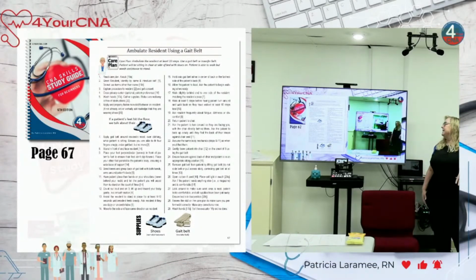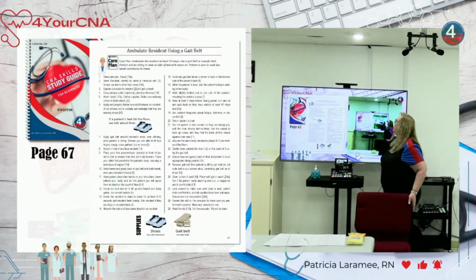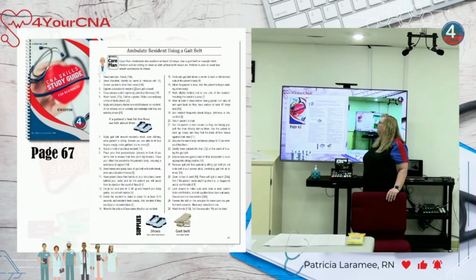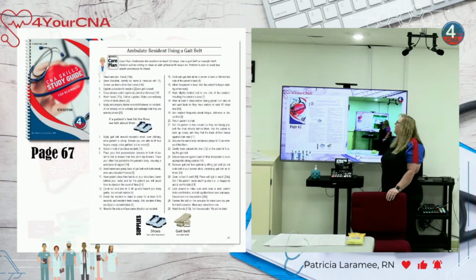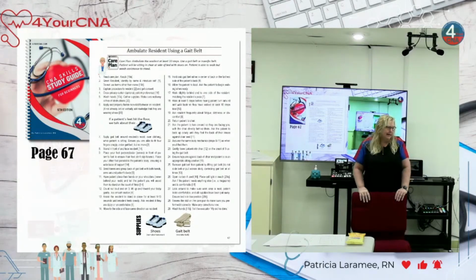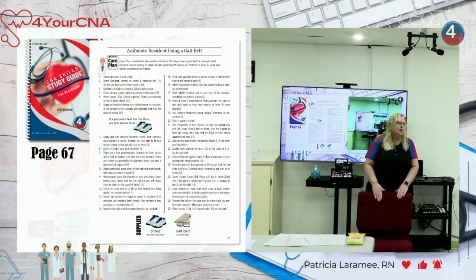So page 67 of your book, your care plan is at the top of the page, and it tells us to ambulate the resident at least 10 steps. Use a gait belt or transfer belt. Patient will be sitting in a chair at the side of the bed with shoes on. Patient is able to walk but needs assistance to stand. Now for the test, the chair is going to be right beside the bed. Here, I'm going to bring it out a little bit just so you guys can see a little bit better, okay?